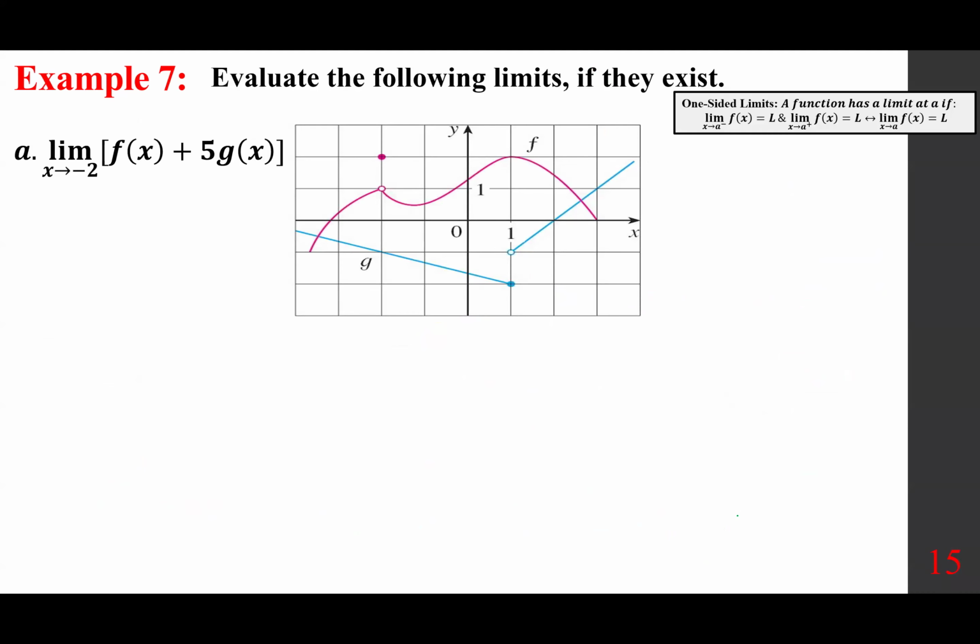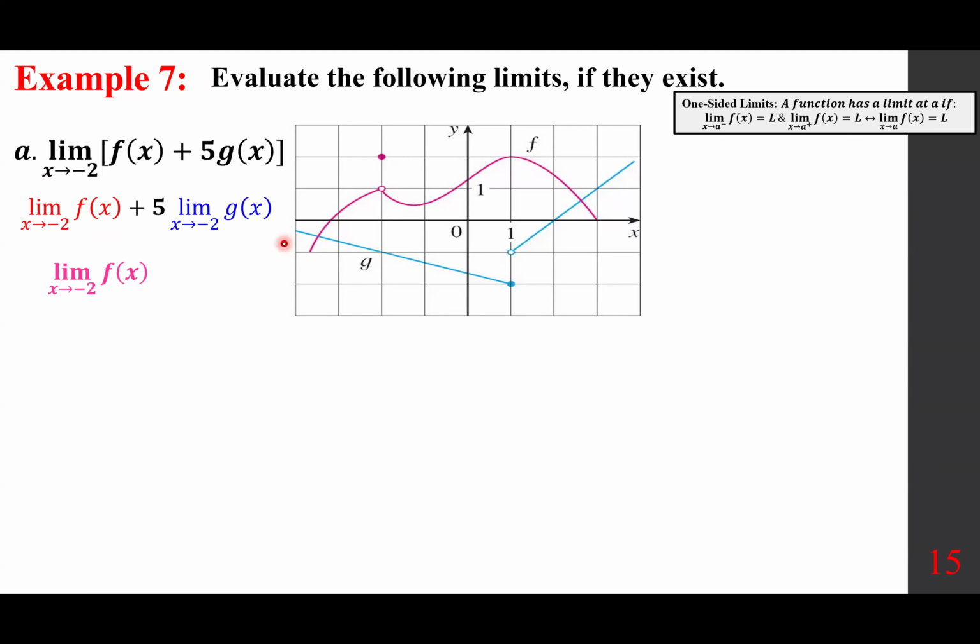We want to find the limit of f of x plus 5 times g of x as x approaches negative 2. And this is the graph we are going to follow. Having said that, we're going to cut this into 2 pieces. And so we're going to look at this piece, and then we're going to look at this piece.